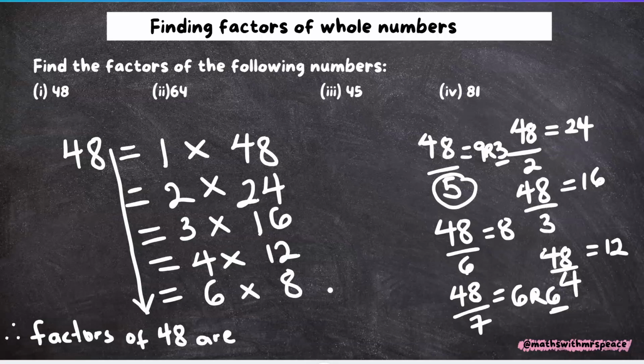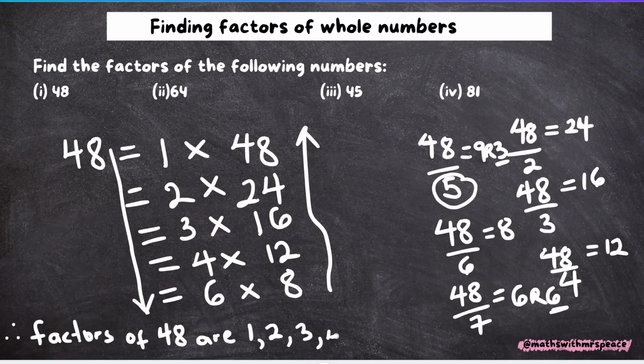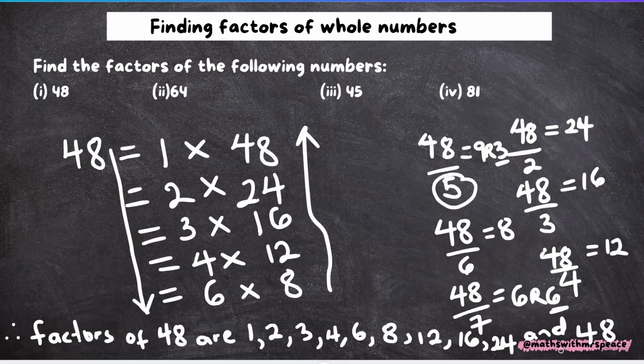And for these ones, I'm going to write it from down to up. So I'll have 1, 2, 3, 4, 6, 8, 12, 16, 24, and 48. These are the factors of 48.